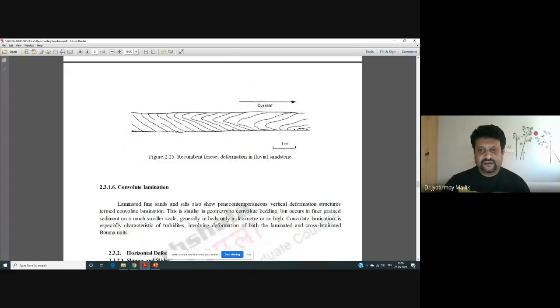Recumbent foresets, similar stuff because of the flow of the current. One particular set of beds actually gets completely folded and forms recumbent folds. But again, this deformation is also not penetrative. They are extremely restricted to only one layer.